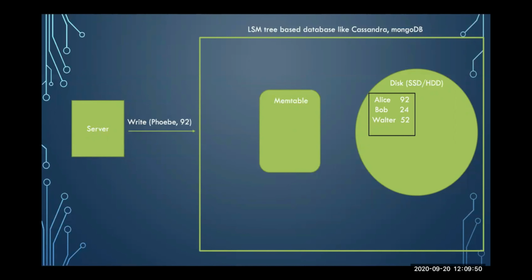Now say another write came for Phoebe and its value is 92. It is written into our mem table again. Now our mem table has one entry and our disk has one SS table containing 3 entries. Now say a write came for Schofield and it's again written into our mem table. And now again we have a write for Walter and it's again written into our mem table.